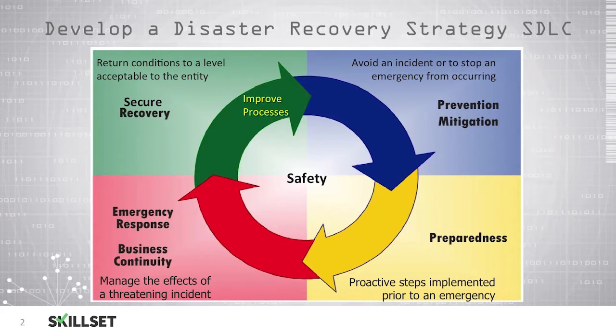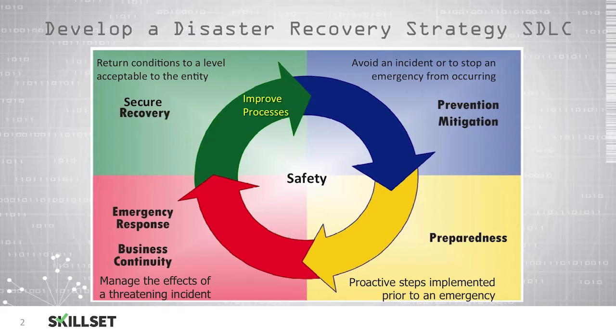First, we would start with the prevention and mitigation step. It would obviously be better for us to completely avoid an incident or prevent an emergency from occurring, but obviously we do not always have that luxury. We then move on to the preparedness phase where we take proactive steps and we implement these steps prior to an emergency occurring so that we can be ready to respond in the event of an emergency.